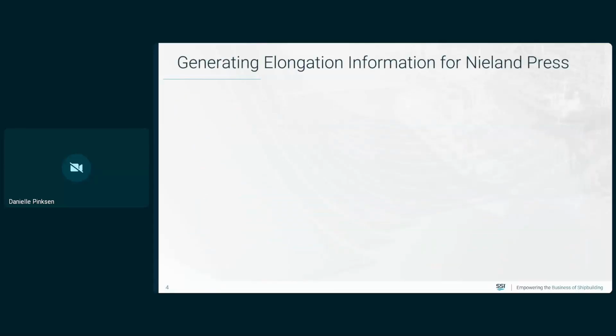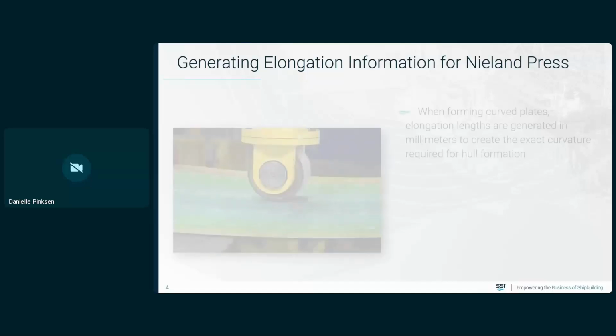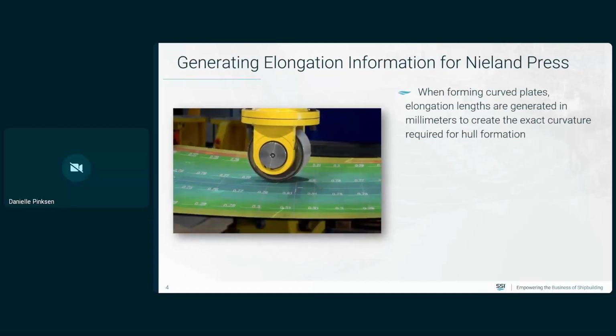So we'll dive right into generating elongation information for the Neil and Press. When it comes to forming curved plates, elongation lengths are generated in millimeters to create the exact curvature required for the hull formation. For anyone that's not familiar with the Neil and Press machine, you can see an image here to the left. It shows what the markings look like. Obviously, it looks like gibberish to me, but to a Neil and Press operator, these markings are crucial.